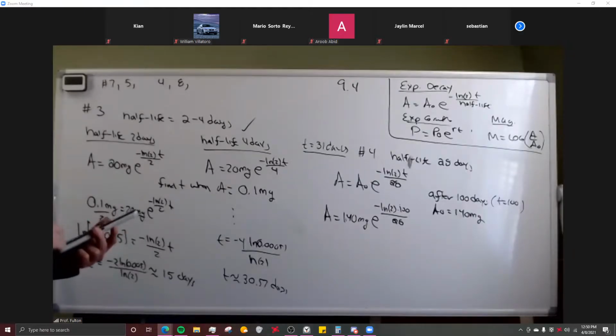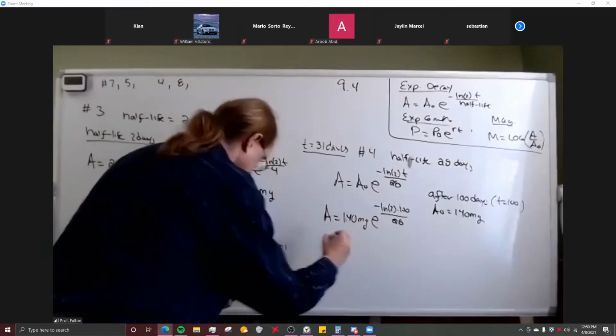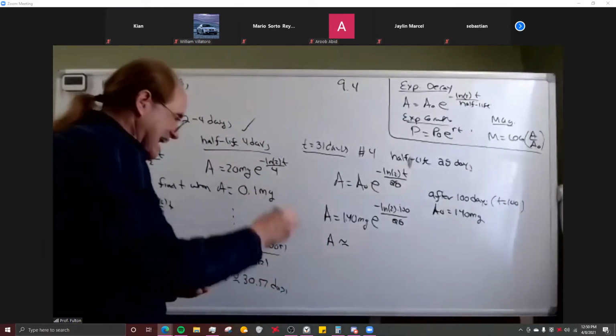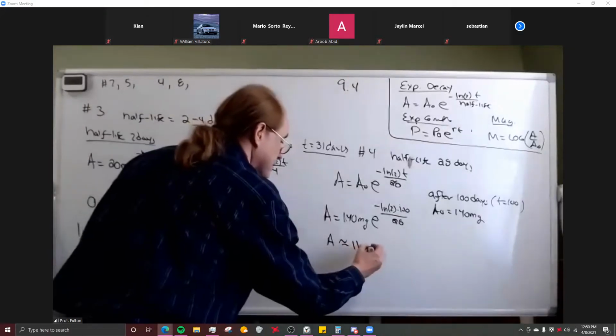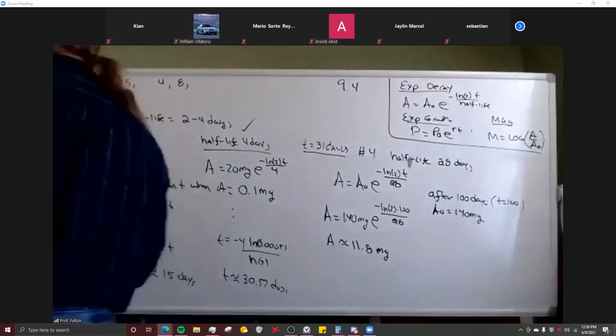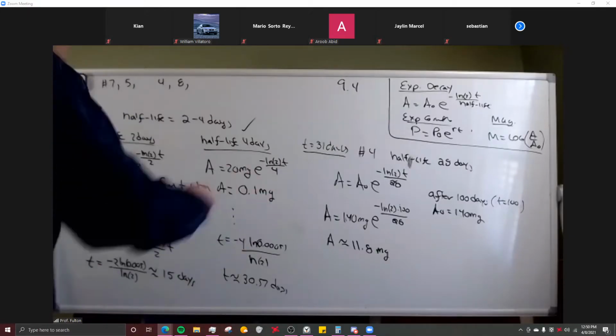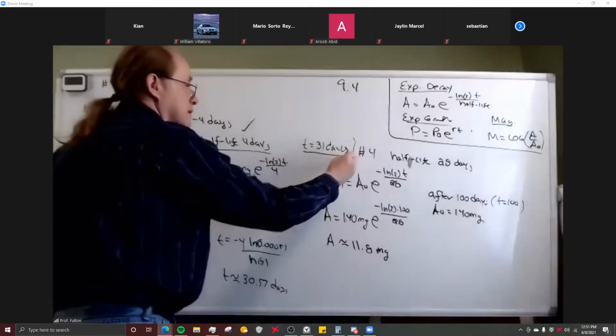And I get a total of A approximately equal to 11.8 milligrams. So approximately that much. I think that's correct. Make sure I got everything correct there. Yep, 11.8 milligrams. Just plug everything in. That's all it is.